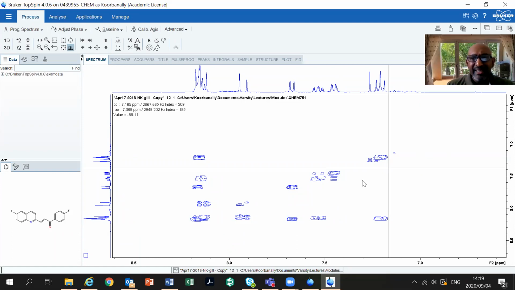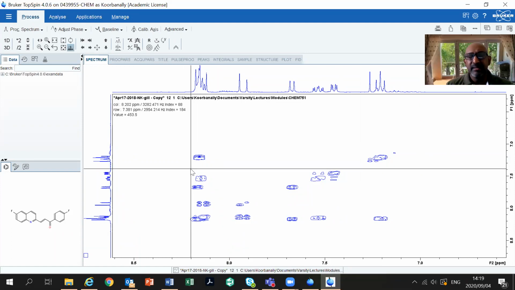Now I want to try and interrogate these peaks. All right, so before I even jump into this COSY spectrum, I just want to do a little bit of history about coupling constants with you before I jump into this COSY spectrum.